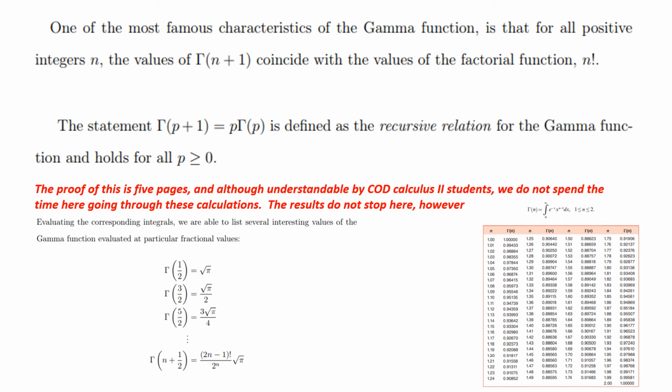One of the most famous characteristics of the gamma function is that for all positive integers n, if you compute gamma of n plus 1, it will give you n factorial. And that stems from this statement, which is proven in the papers that I was planning on talking about. Gamma of p plus 1 is equal to p times gamma of p, which is just the same thing that happens with the factorials. And this is a recursive relationship, and this holds for p greater than or equal to 0.